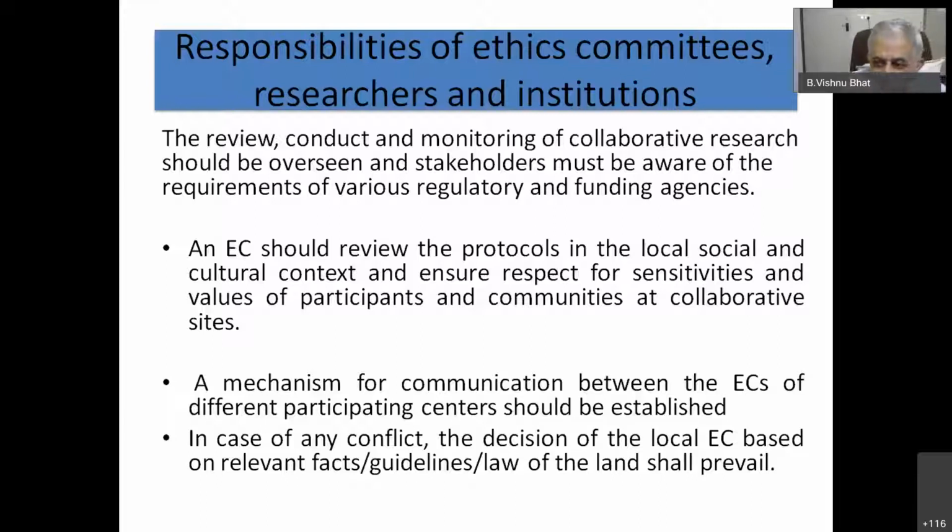If any conflict occurs, the local ethics committee has every power to stop the study. If they are feeling that you are causing damage, they can immediately ask you to stop the study. You cannot continue the study if there is any problem.